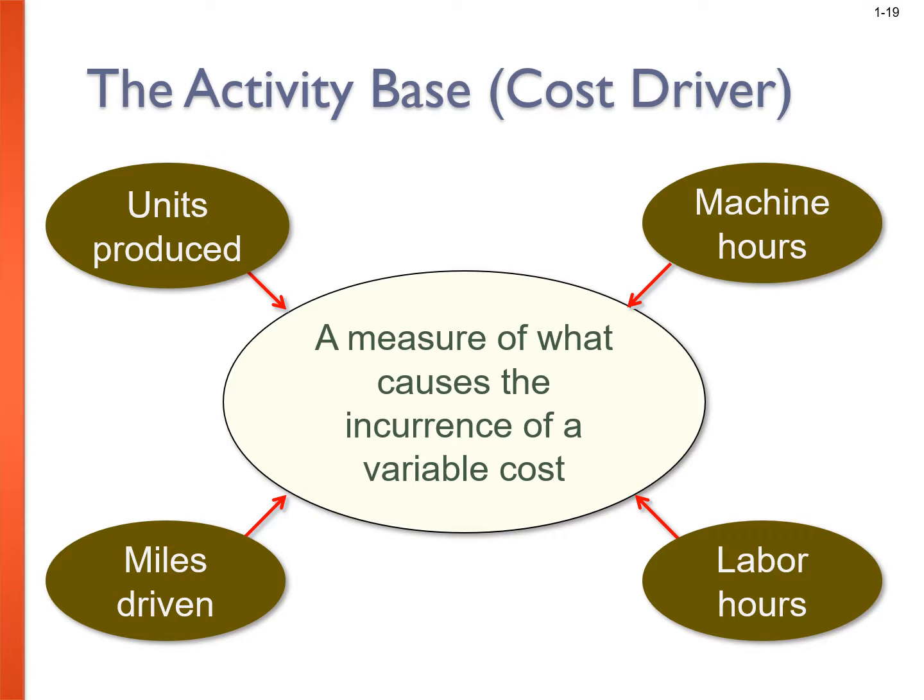When we have an activity, it's called an activity base or a cost driver. It's a measure of what causes the incurrence of a variable cost. So why does that variable cost happen? It could be machine hours, so we could measure variable costs on machine hours. Labor hours is another example, meaning the more someone works on a product, the overall total variable cost will increase. Miles driven, units produced. So there are various ways of measuring a variable cost.